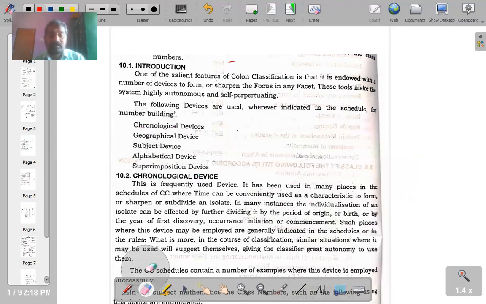They are the chronological device, a device that is based on time isolates, by taking the year of birth or the year of publication or a century or a decade. So any number taken from the time isolates can be used either to form a new isolate or to sharpen an already existing isolate. That's the first thing. The abbreviation for chronological device is CD. Whenever you see in your classification book 'to be individualized by CD' or 'to be created by CD', it means that you have to make use of the time isolate, the chronological device.